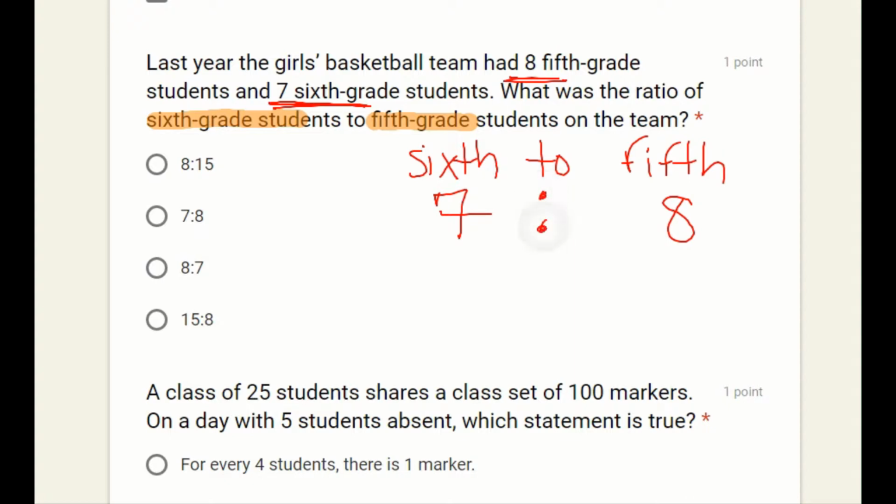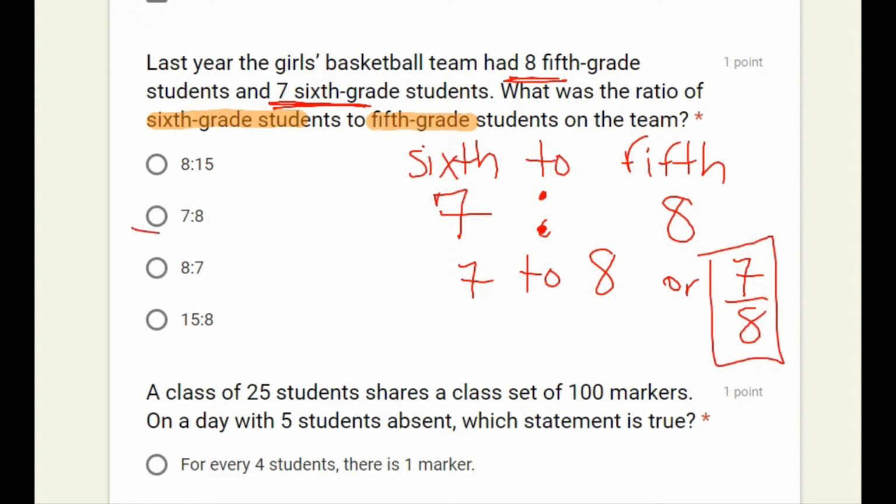3 different ways to write it. 7 colon 8, 7 to 8, or we can write 7/8, and we cannot simplify this, so the answer is going to be this answer choice right here. Remember, order matters. This is a part-to-part ratio. For every 7 6th graders on a team, there are 8 5th graders.